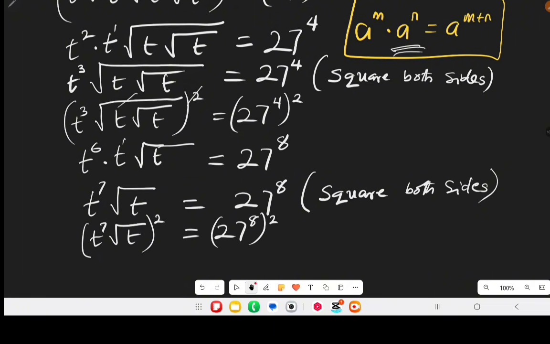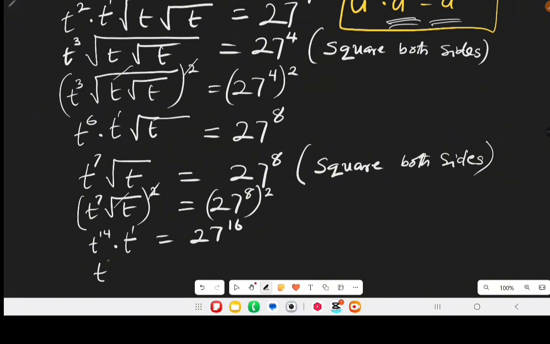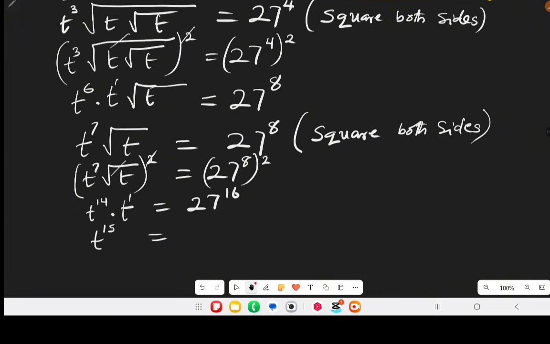When we continue, t raised to the power of 7 squared gives us t raised to the power of 14. We just multiply the power. Squaring the square root cancels the square root, times t equals 27 raised to the power of 16. When we apply the multiplication law of indices, which we have here, the left hand side changes to t raised to the power of 15, when we add the powers, equals 27 raised to the power of 16.